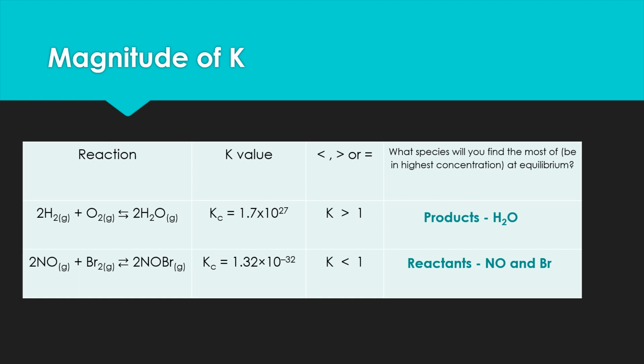So we can use our equilibrium value to help us decide if we're going to have more products or more reactants at equilibrium.